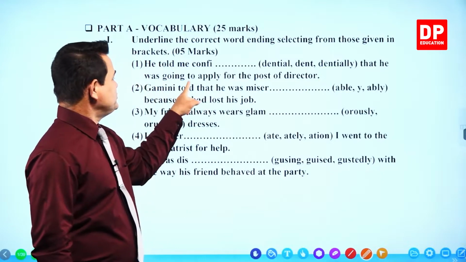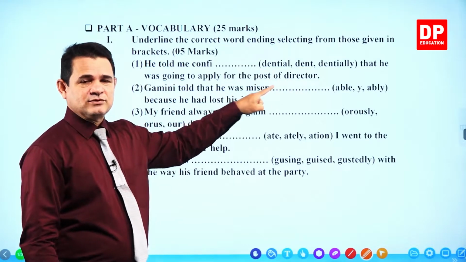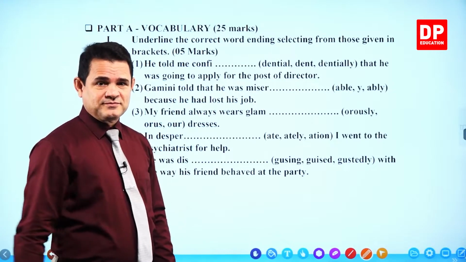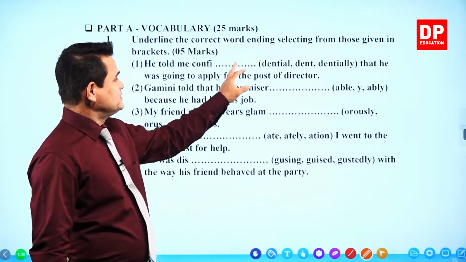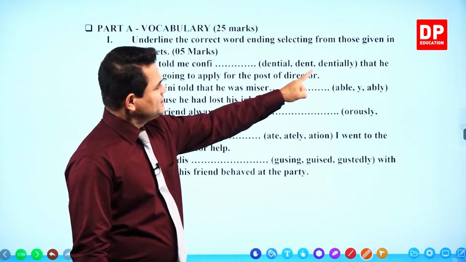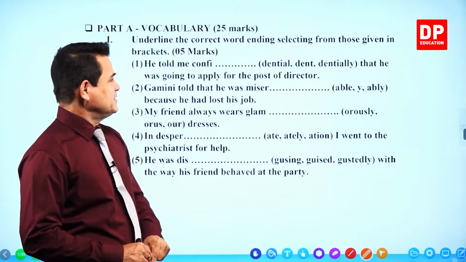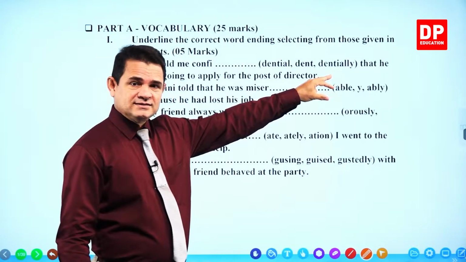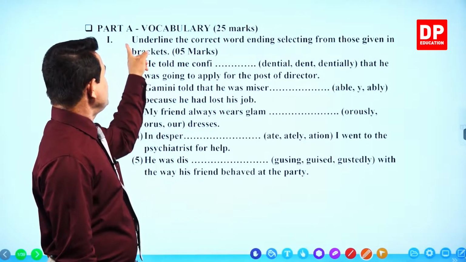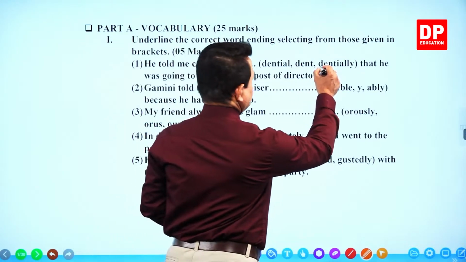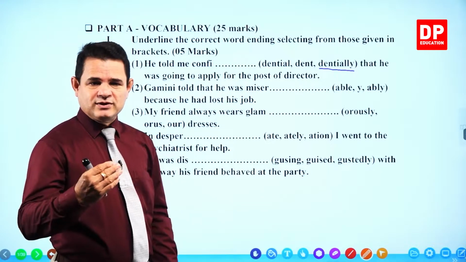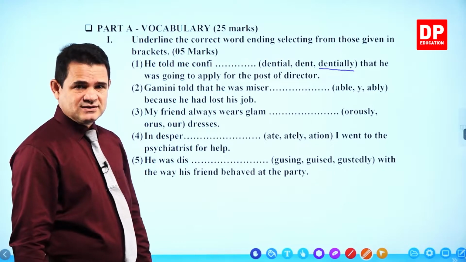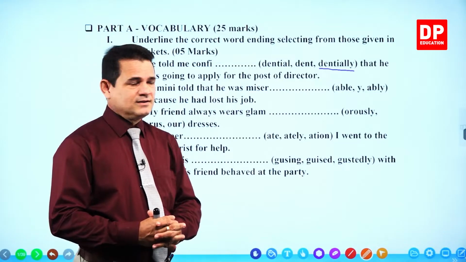That he was going to apply for the post of director. director post එකට apply කරන්න යනවා කියලා හොඳ ආත්ම විශ්වාසයකින් කිව්වා. ඒ කිව්ව විදිය ගැන then if you say he told me confidential, that it's not correct. And he told me confident, it is also not correct. And the correct answer is actually confidentially. So then you have to underline that one. ලොකු විශ්වාසයකින් කිව්වගෙන he told me confidentially that he was going to apply for the post of director. So that is the first one.